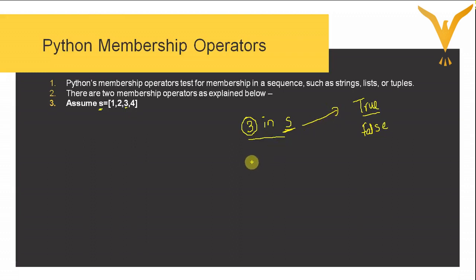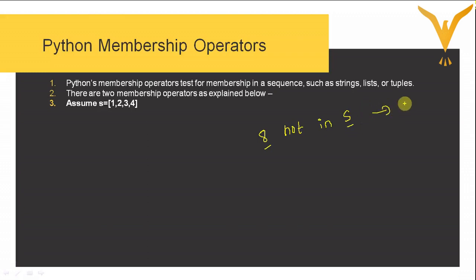If I write 8 in S, it will check whether 8 is a member of this sequence S or not. As you can clearly see, it is not a member of S, so it will return false. It will always return boolean values, which are true and false. Along with the in operator you have one more operator, the not in operator, which is exactly the opposite of the in operator. If I write 8 not in S, it will return true if 8 is not a member of S. As you can see, 8 is not a member of S, so it will return true.